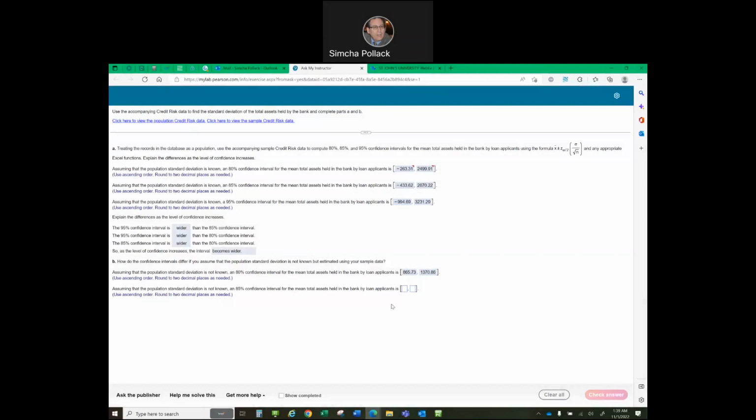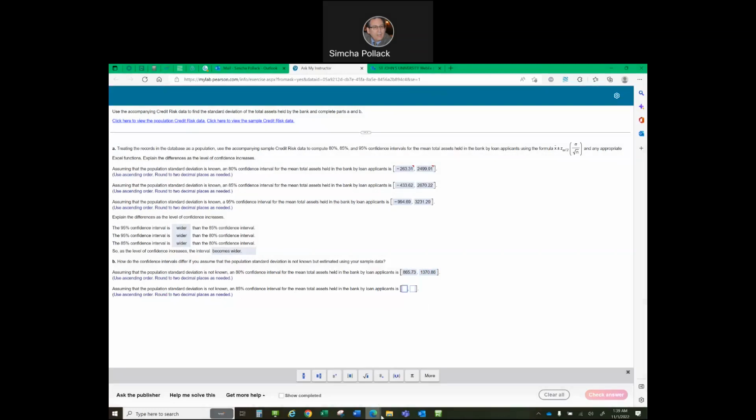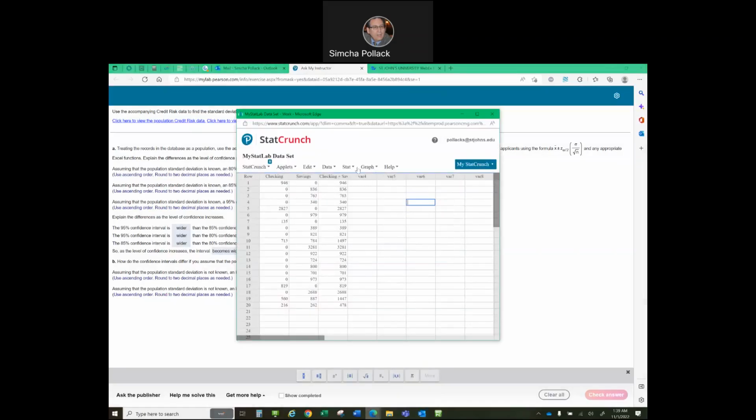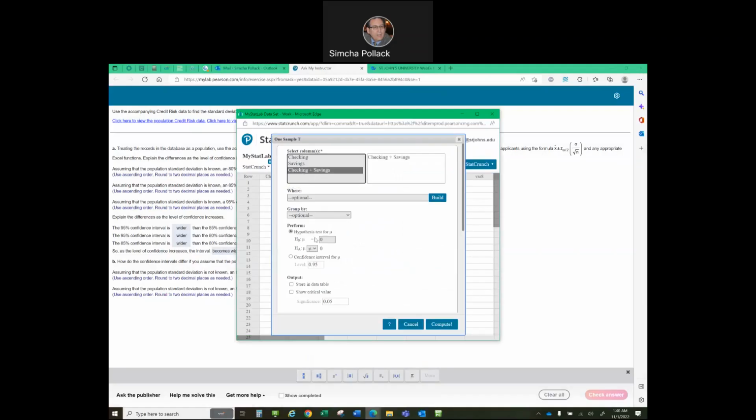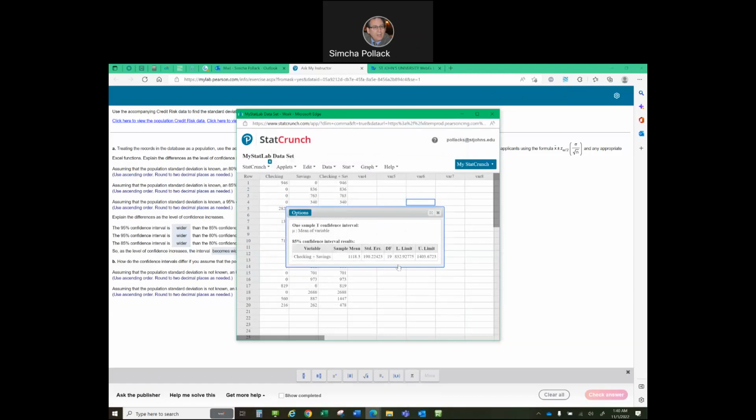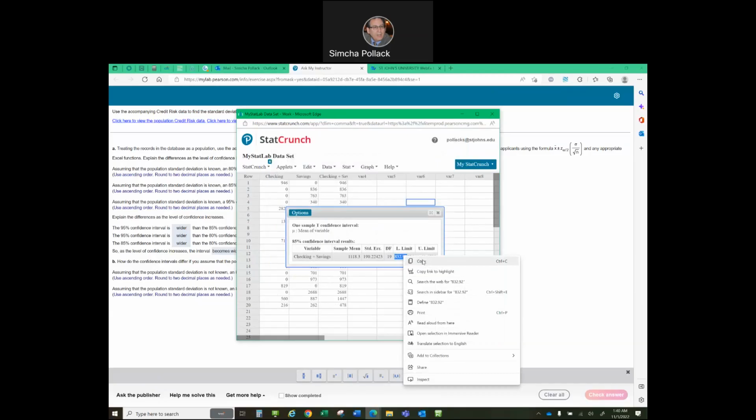Oh, now they wanted 85% again. They're really ridiculous. And I guess I'm the one who gives out the assignment, so I guess I have to blame myself. We go back here, erase this, that, t-stats, one sample with data, this variable, and this level of confidence. Compute, and 832.92, copy.